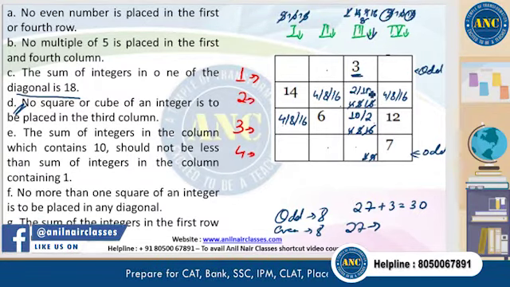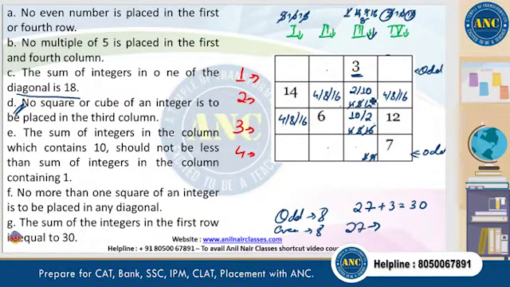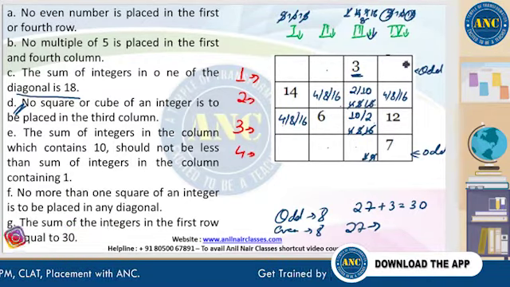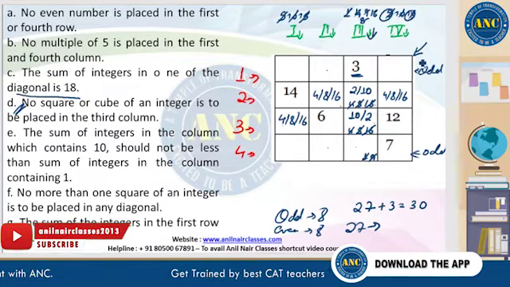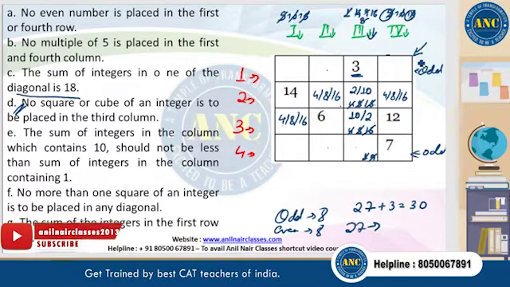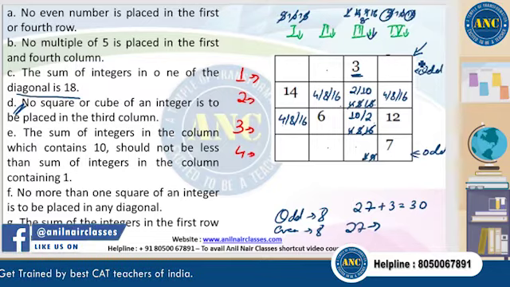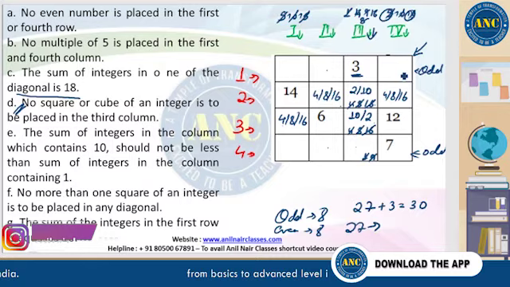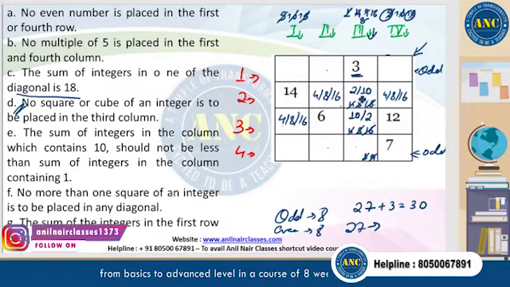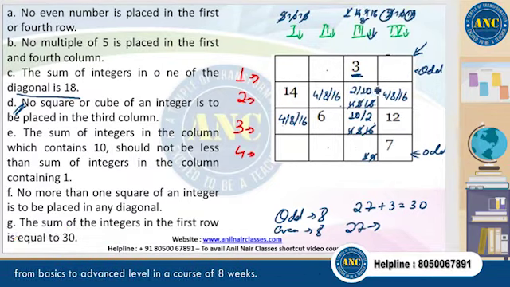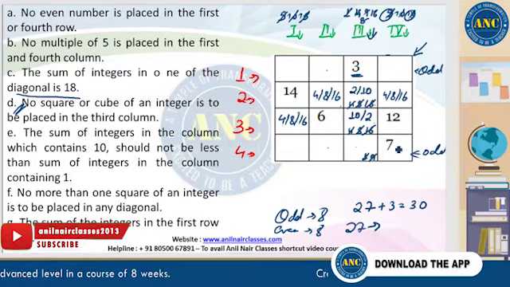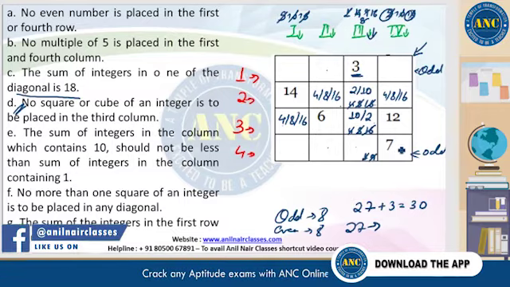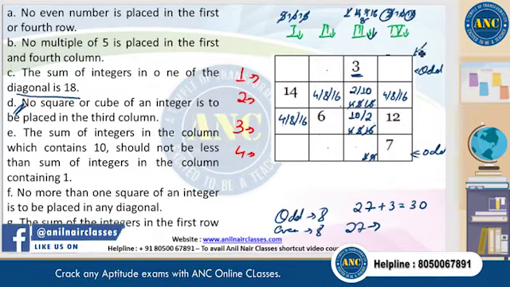If 10 is in the second row, third column, then this diagonal total will not add up to 18, because 6 plus 10 is already 16, and we cannot place a 1 and 1 kind of number. We don't have that liberty. But let's consider the case it is. If it is, then the other diagonal should total 18. So let's assume for a minute that this has 10.